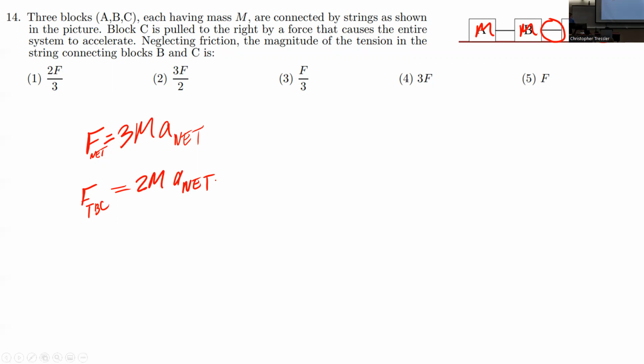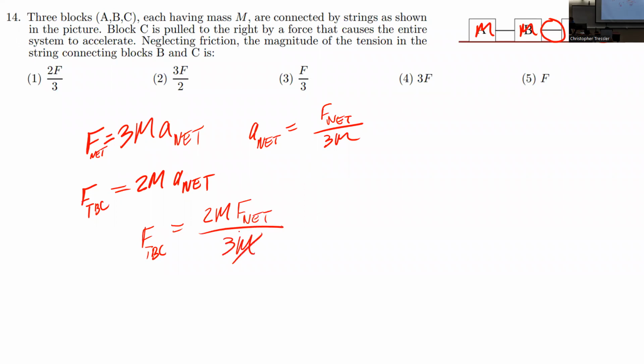Now we're going to do the exact same thing we did with the last problem. We're going to say A net is equal to F net over 3m, right? And then we're going to plug that into A net. We get F tension between B and C is equal to 2m, and then we get F net over 3m. We cancel out these m's because they're on both the top and the bottom. Basically, we get 2F over 3, which right here is our answer. You guys see how that is the same exact thing applied in a different way.